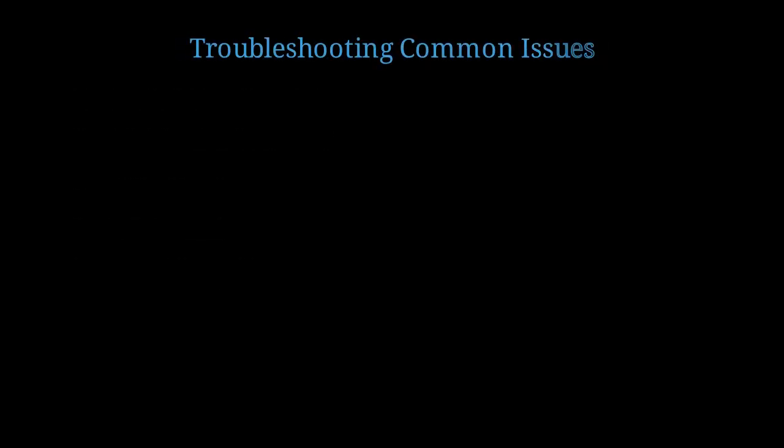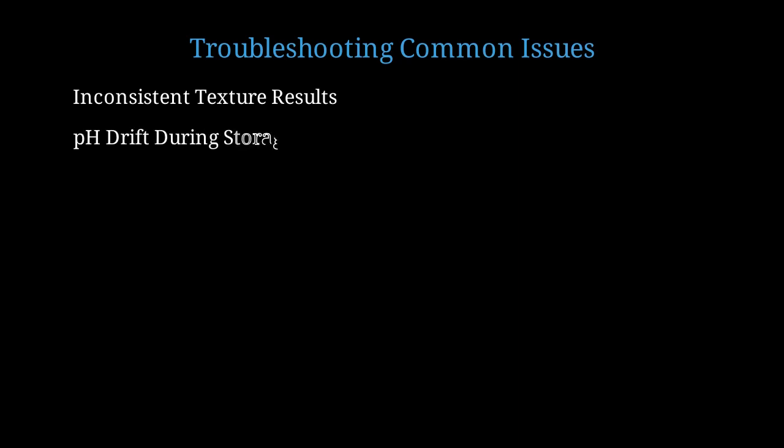Let's discuss troubleshooting when test results indicate problems. If texture measurements vary widely, check sample preparation consistency. Ensure uniform size, temperature, and testing location on product. If pH changes during storage, investigate microbial activity or chemical reactions. Test for contamination. Verify preservative levels.